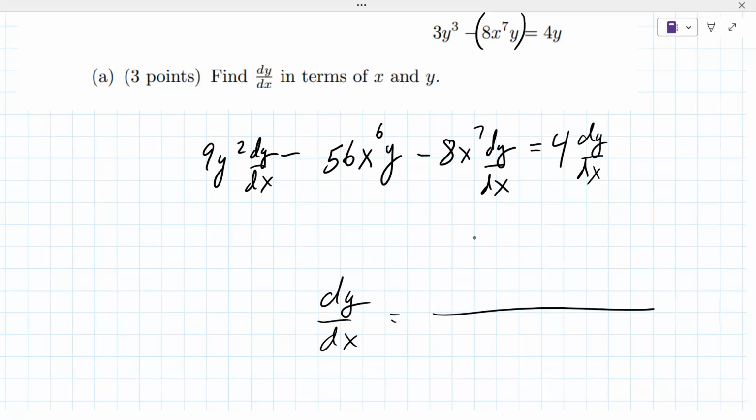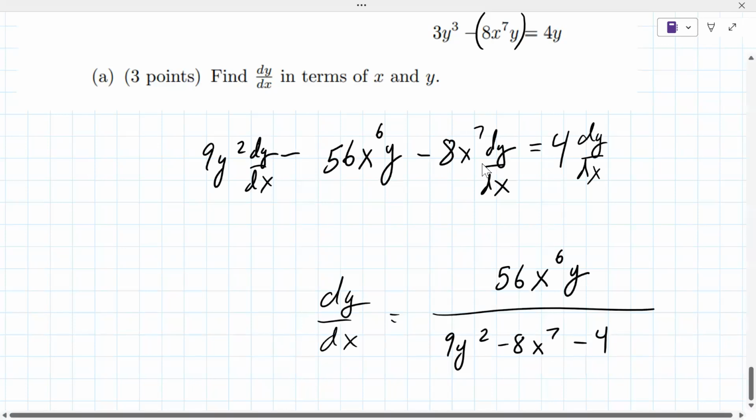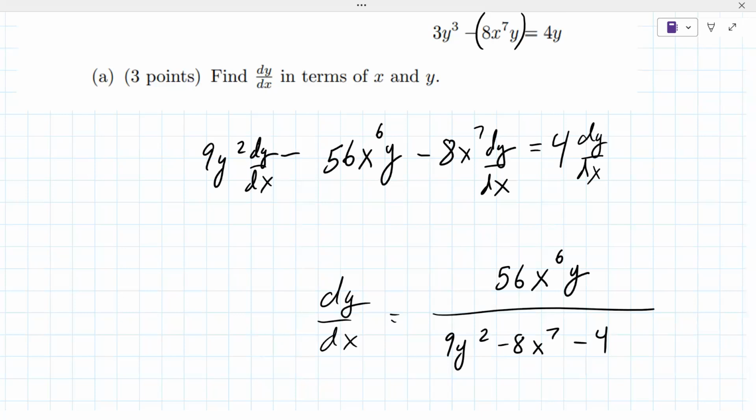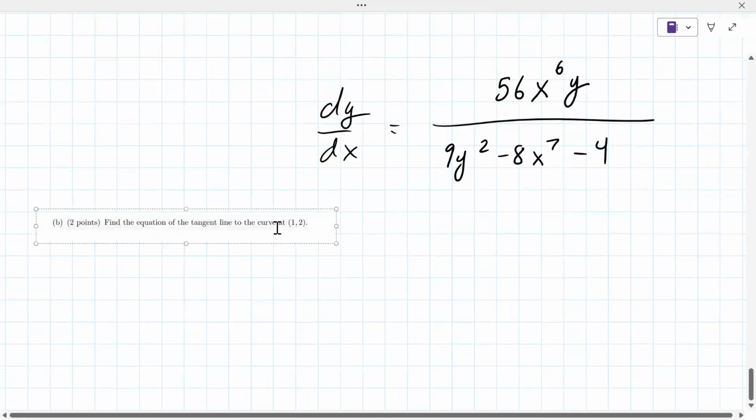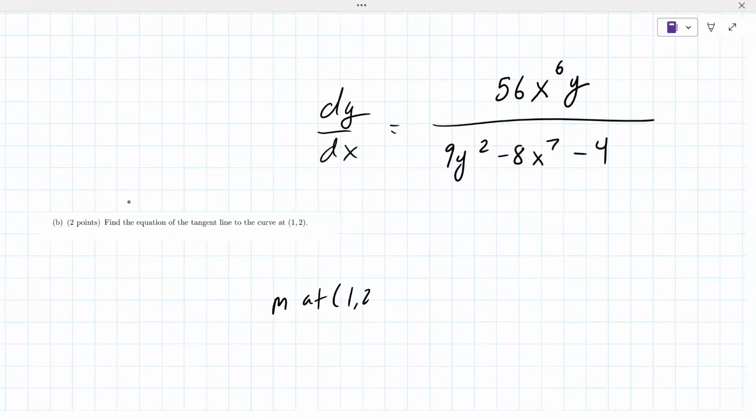Okay, final answer: dy/dx equals 56x to the 6th power y all over 9y squared minus 8 minus 4. Oh, yeah, it's 8x to the 7th. Okay, it is a really difficult problem. This is from MIT, by the way. Yeah, so that's why it's so difficult. Now this part we don't have to find the equation. You can just give me the slope at 1 comma 2.